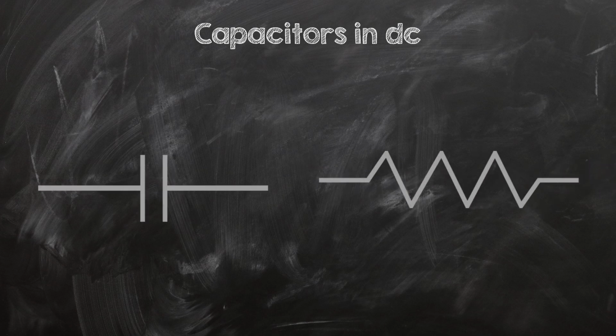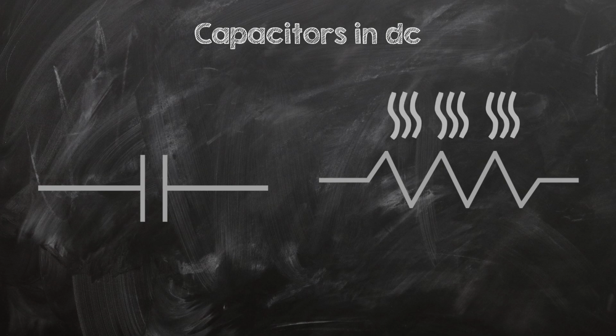In DC circuits, resistors and capacitors behave very differently. A resistor dissipates electrical energy as heat, but a capacitor stores electrical energy in an electric field between its plates. The amount it can store is measured by its capacitance, given by the equation shown.